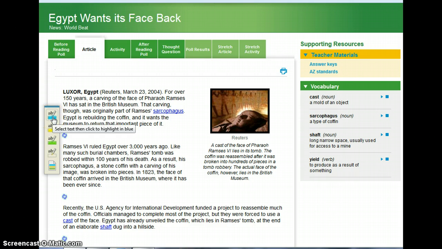Blue will signify the who, yellow will signify the what, and green will signify the when and where. Next, I must read the entire paragraph.